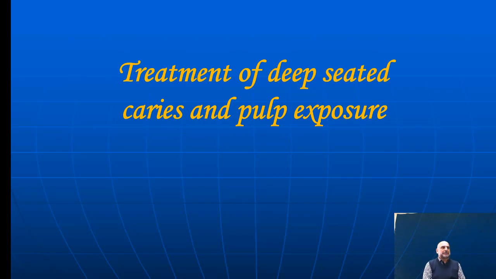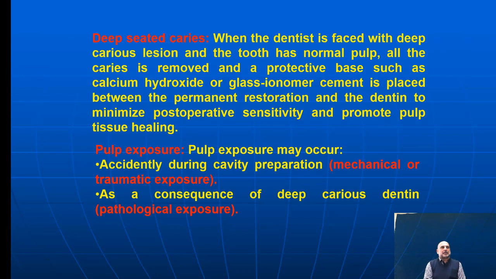Treatment of deep-seated caries and pulp exposure. Deep-seated caries: when the dentist is faced with a deep carious lesion and the tooth has normal pulp, all the caries is removed and a protective base such as calcium hydroxide or glass ionomer cement is placed between the permanent restoration and the dentine to minimize post-operative sensitivity and promote pulp tissue healing.